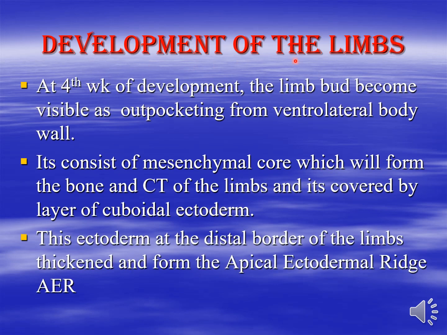Development of the limb. At the 4th week of development, the limb bud becomes visible as outpouching from the ventrolateral body wall. It consists of a mesenchymal core, which will form the bone and the connective tissue of the limb, and it's covered by a layer of cuboidal ectoderm. This ectoderm, at the distal border of the limb, thickened and formed what's called the apical ectodermal ridge, abbreviated AER.